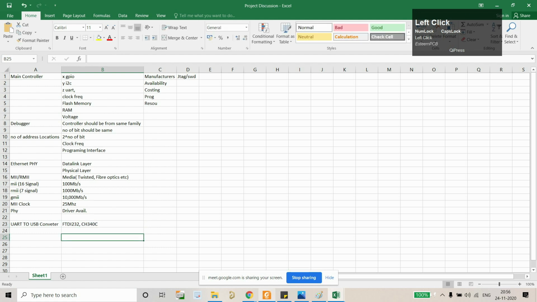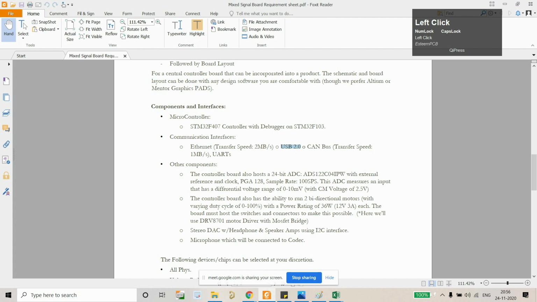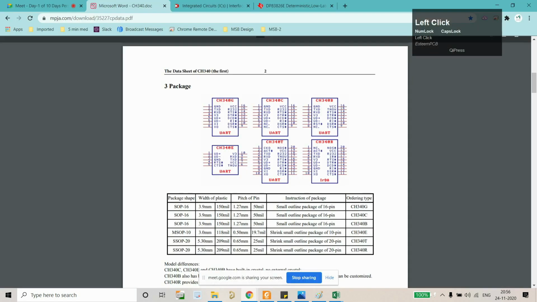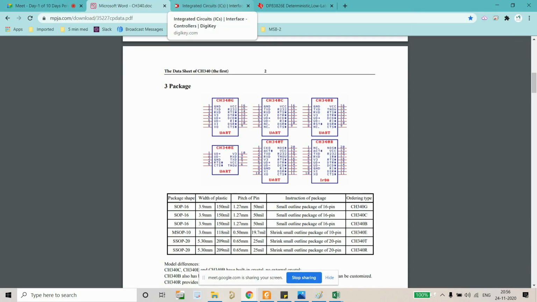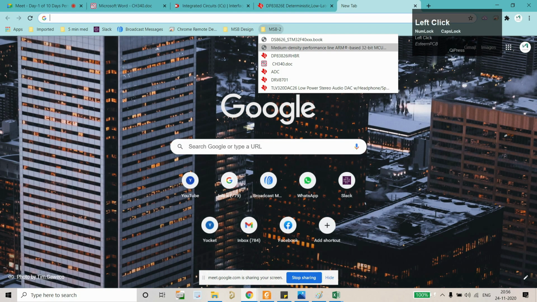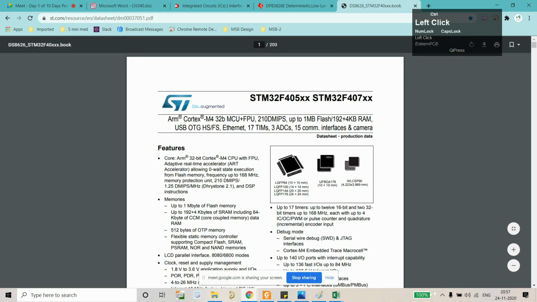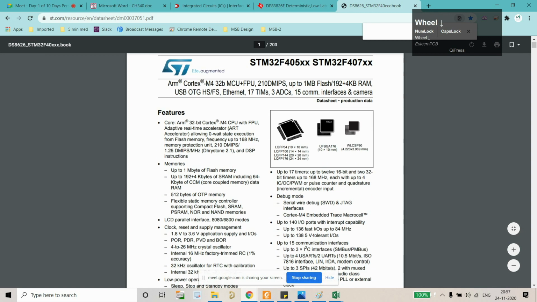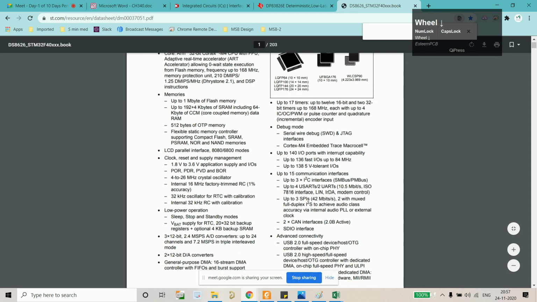Now another one, CAN bus. Our controller has a CAN interface, and I can show you on the data sheet. I guess it has 2 CAN interfaces, you can see here. We just have to expose those pins on a 4-pin connector with VCC and ground, and we can use it for any purpose, right?